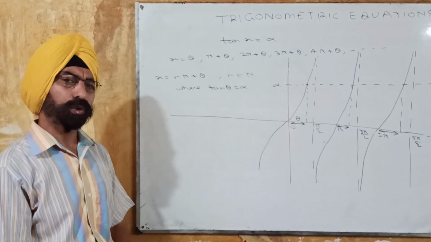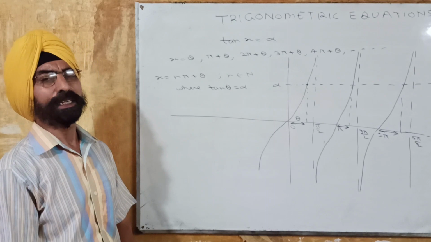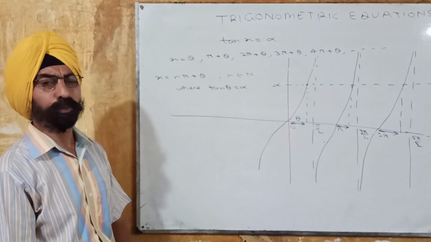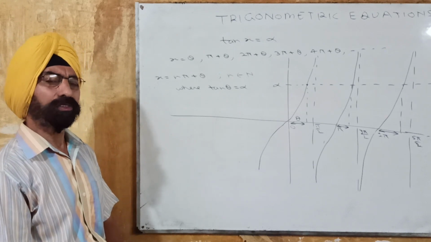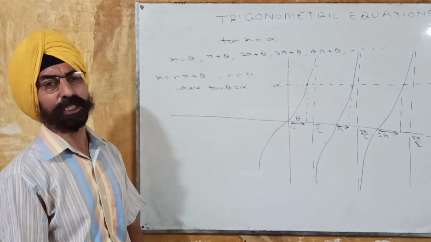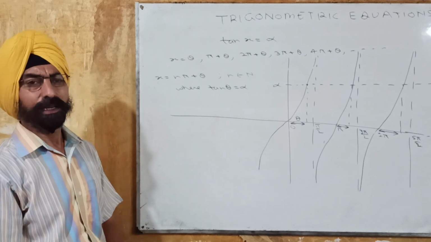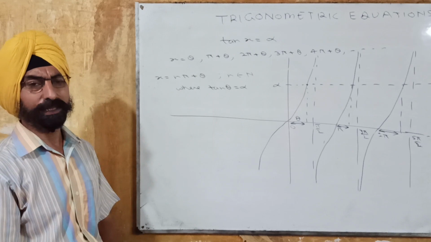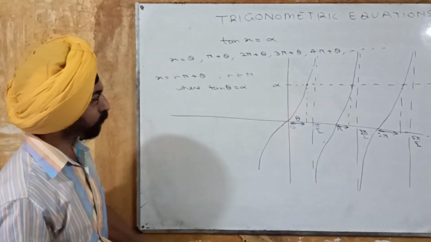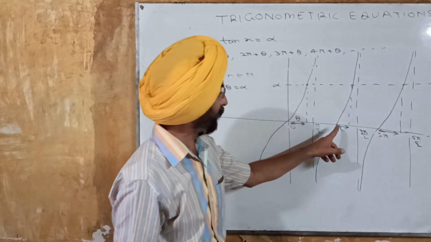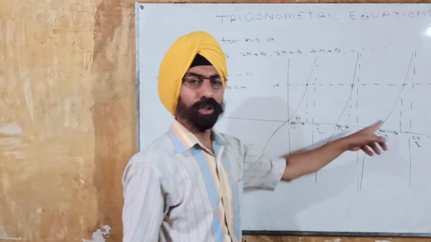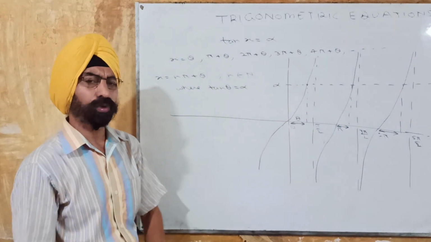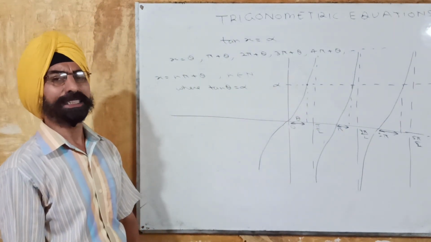If sin x is equal to 0, we know that the curve of sin x assumes the value 0 at the points 0, 2 pi, 4 pi and so on. That means in general you can say 2n pi. If cos x is equal to 0, it will become (2n plus 1) by 2 pi. If tan x is equal to 0, you are getting the value 0 here, here, here. So your x will become n pi: 0, pi, 2 pi, 3 pi and so on. So the general solution will become x is equal to n pi.